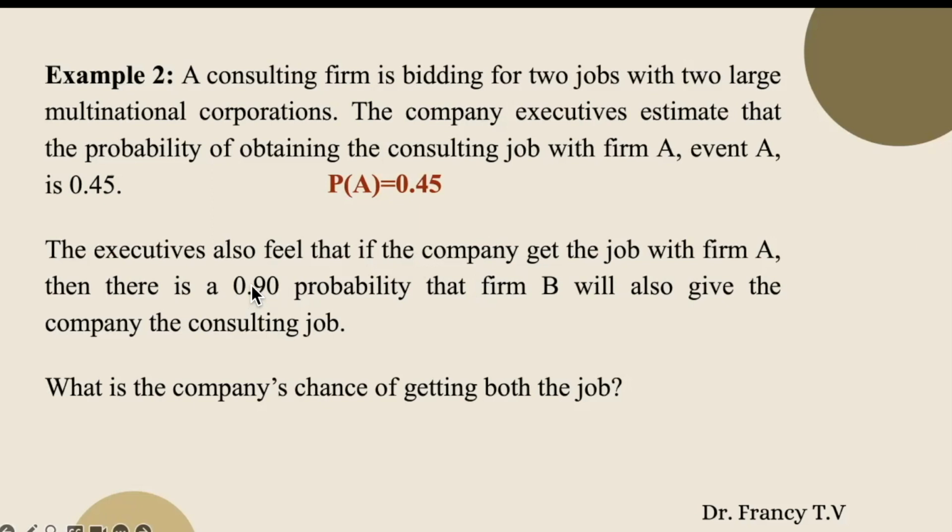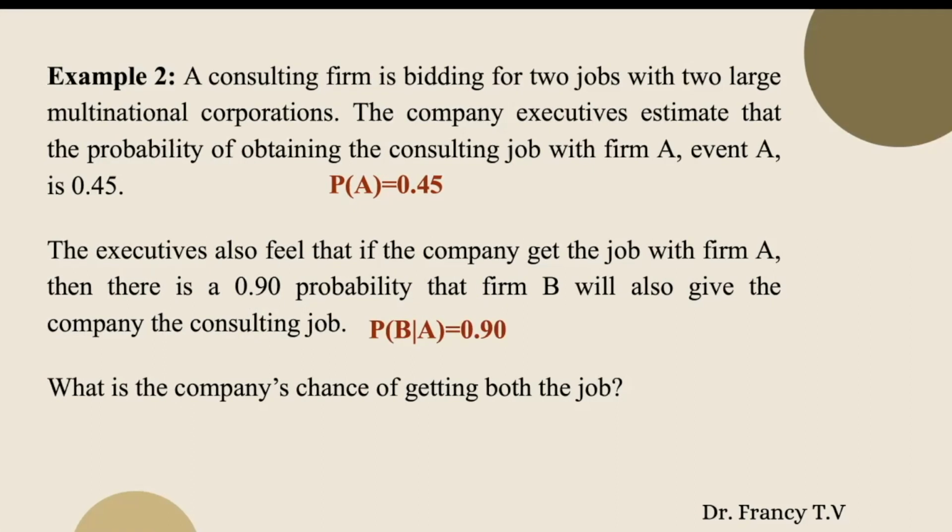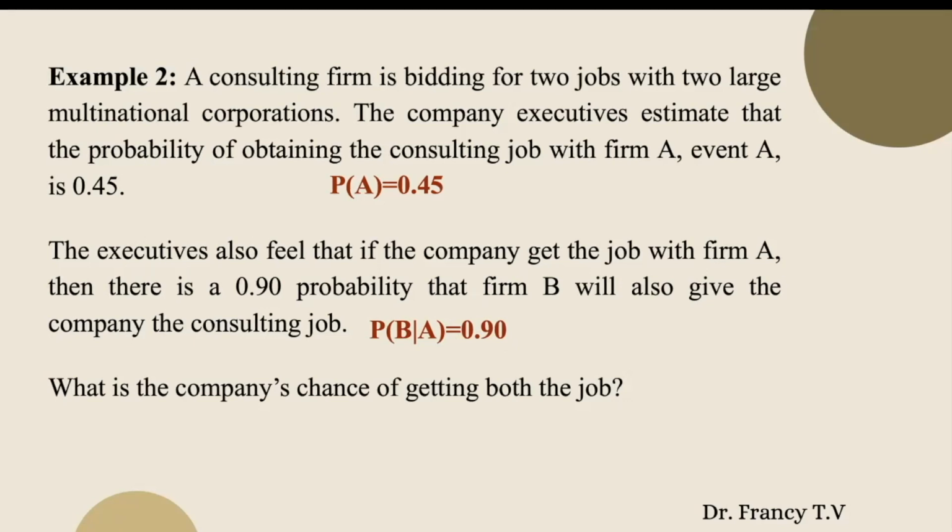That is, you are given a conditional probability. Probability of B given A. If A happens, what will be the probability of B? That is given to be 0.90. That is, probability of B given A is given to be 0.90. Now let us see what is asked. The company's chance of getting both the jobs. Probability of getting both the jobs. That means A intersection B. Probability of A intersection B.